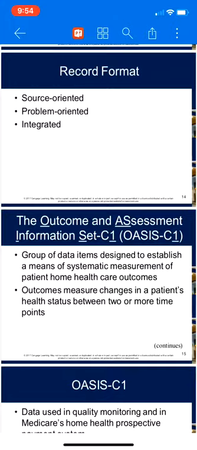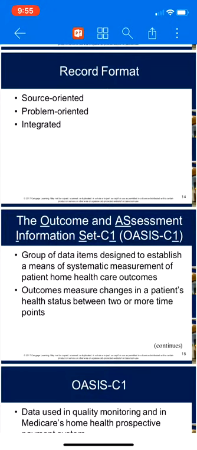OASIS C1 data items address socio-demographic, environmental, support system, health status, functional status, and health service utilization characteristics of the patient. The data are collected at specific time points, including start of care, every 60 days on a follow-up OASIS C1, post-hospitalization, and at transfer or discharge.